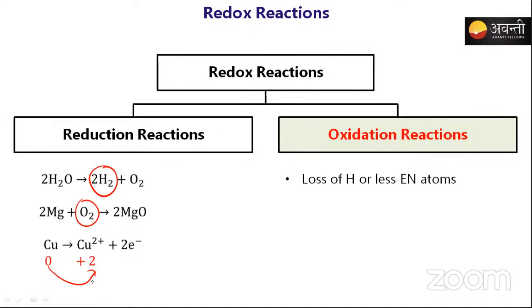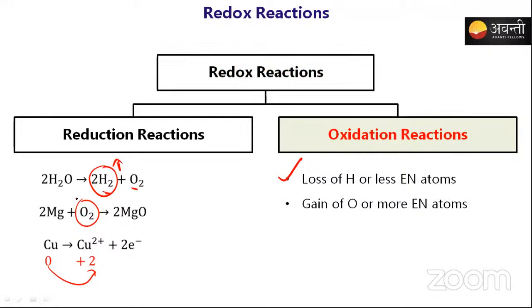So that is loss of hydrogen and loss of less electronegative atoms. In case hydrogen is being lost, and less electronegative, compare oxygen and hydrogen. Hydrogen is less electronegative. Losing hydrogen or less electronegative elements indicates an oxidation reaction, and we can also say gain of oxygen or more electronegative elements.